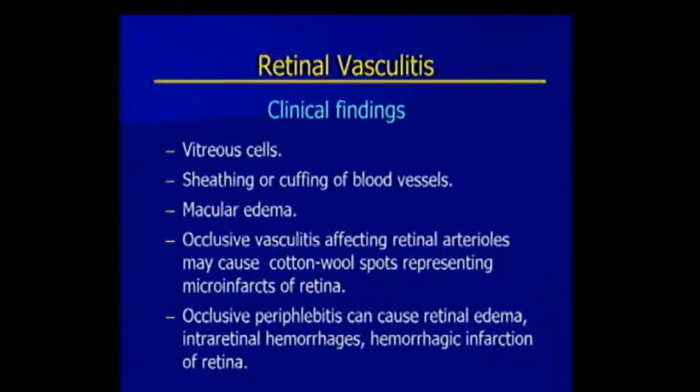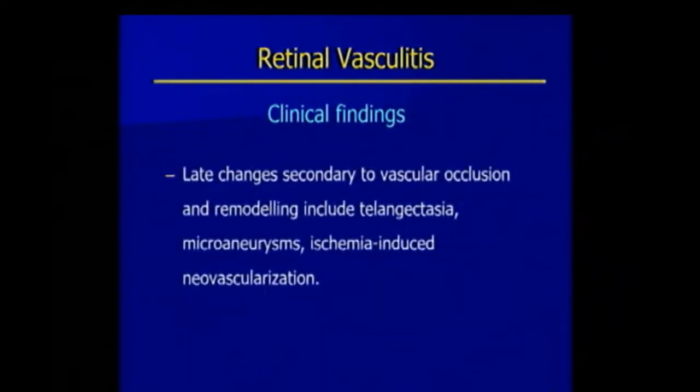Occlusive vasculitis affecting the retinal arterioles, as I said, will cause cotton wool spots representing macroinfarction of the retina. Occlusive vasculitis involving the veins, which is called periphlebitis, will cause retinal edema, intraretinal hemorrhages, and hemorrhagic infarction of the retina. Retinal vasculitis can be very ischemic and destructive to the retinal circulation, leading to new vascularization, fibrovascular proliferation, repeated retinal hemorrhages, vitreous hemorrhage, and traction retinal detachment.